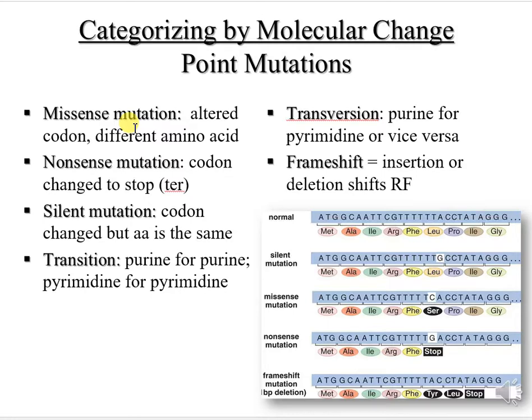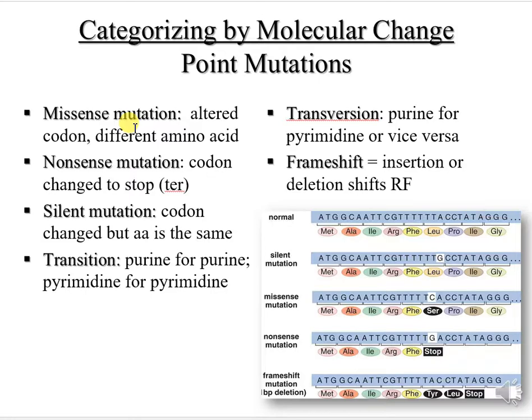Transition mutations. So this involves swapping a purine for a purine, right? So swapping adenine for guanine or guanine for adenine, vice versa. Or swapping pyrimidine for pyrimidine. So swapping thymine for cytosine or vice versa.